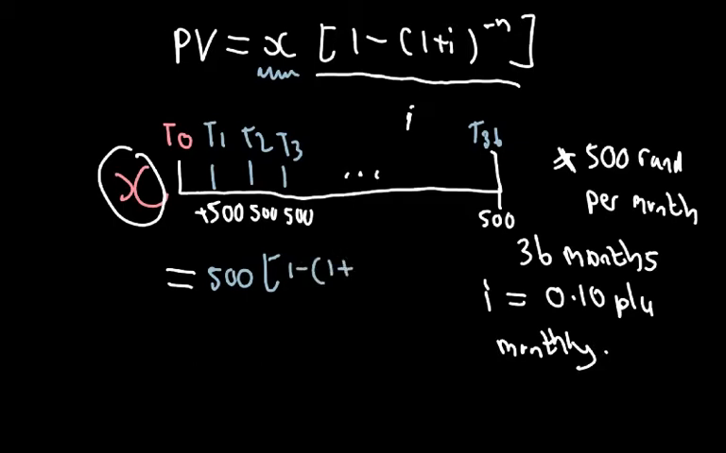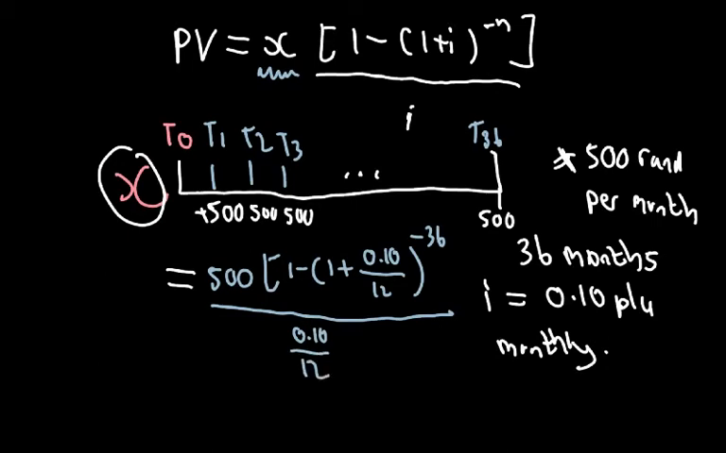In the formula, we know that the interest rate is simply the 10% per annum, but it's compounded monthly, and so we're going to divide that by 12. Then, n is the number of repayments. We can look at my timeline and see fairly quickly that there's 36 repayments because they're made monthly, and this will all be divided by i as per the formula.